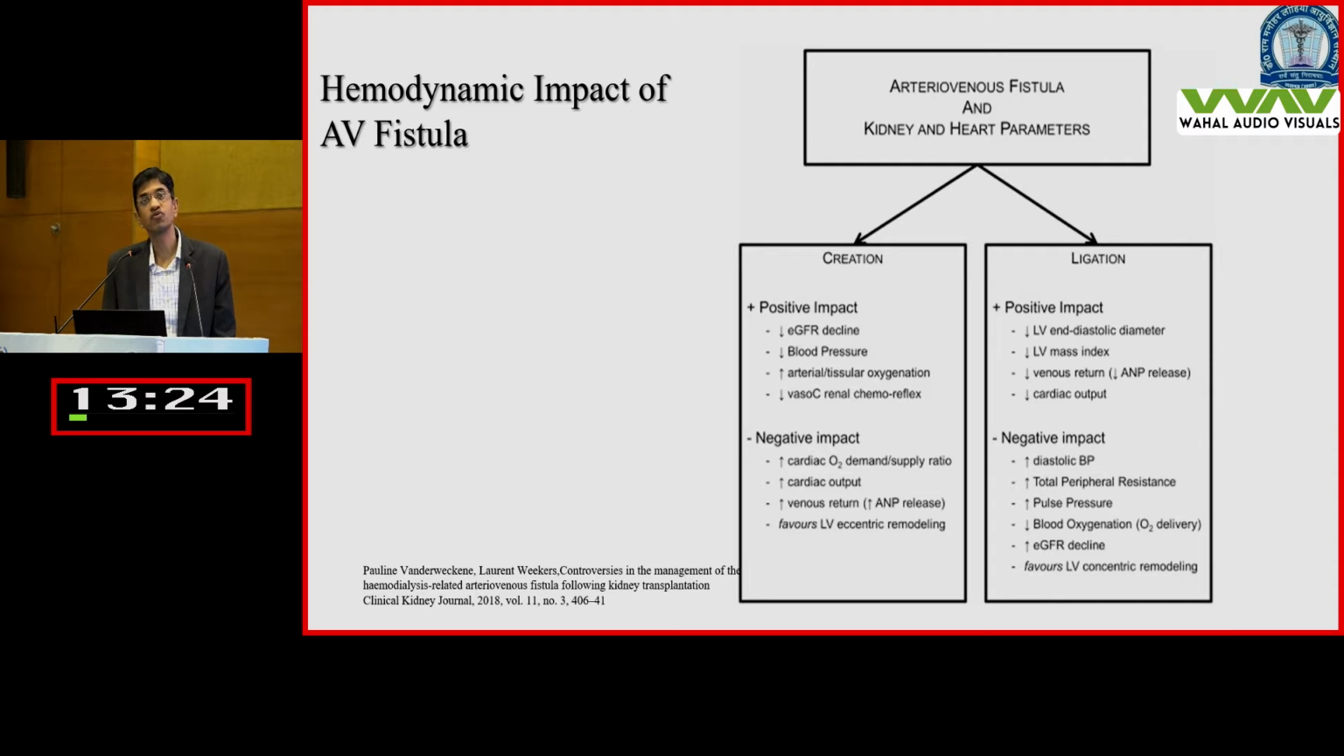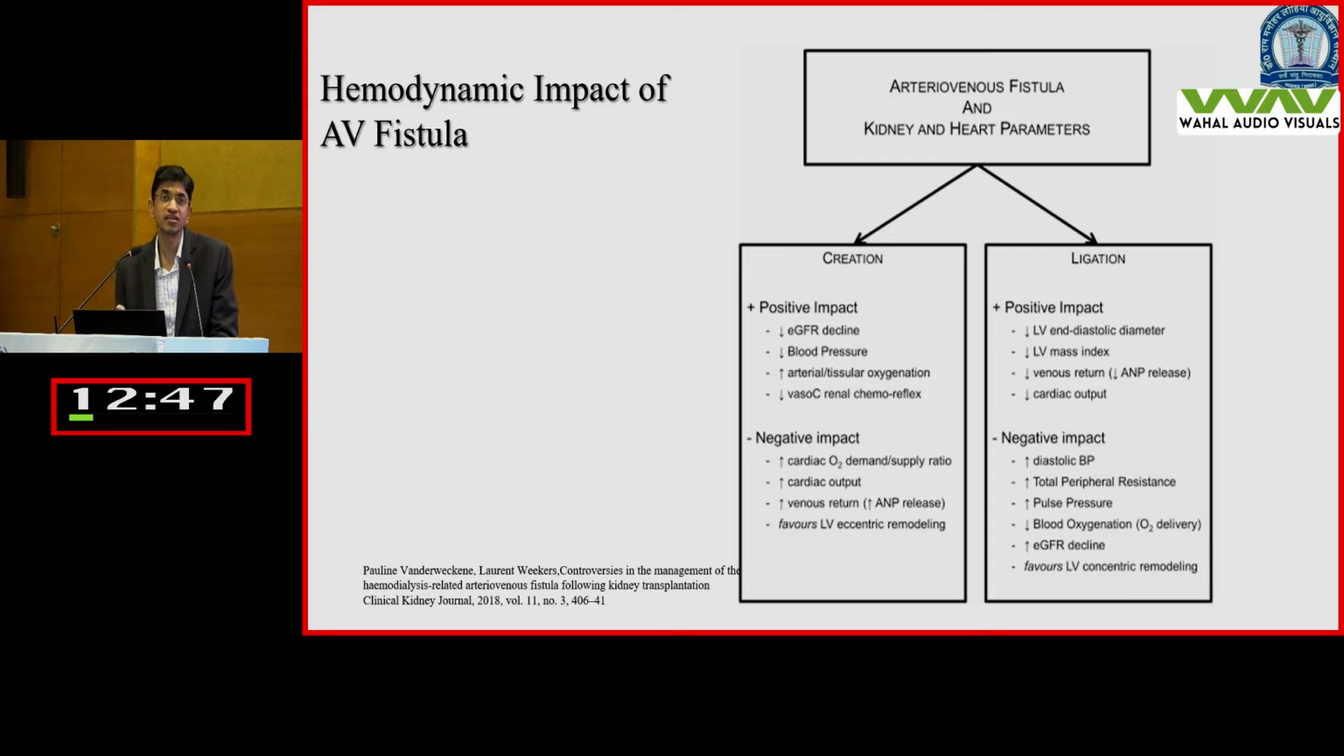In order to decide what to do with that particular fistula, we need to know what effects the fistula is going to have on our organs, primarily the kidneys and the heart. A fistula creates an environment which leads to a decline in blood pressure. It decreases the fall in GFR, and in terms of cardiac impact, it increases cardiac oxygen demand, cardiac output, and venous return, and it favors eccentric remodeling of the left ventricle.